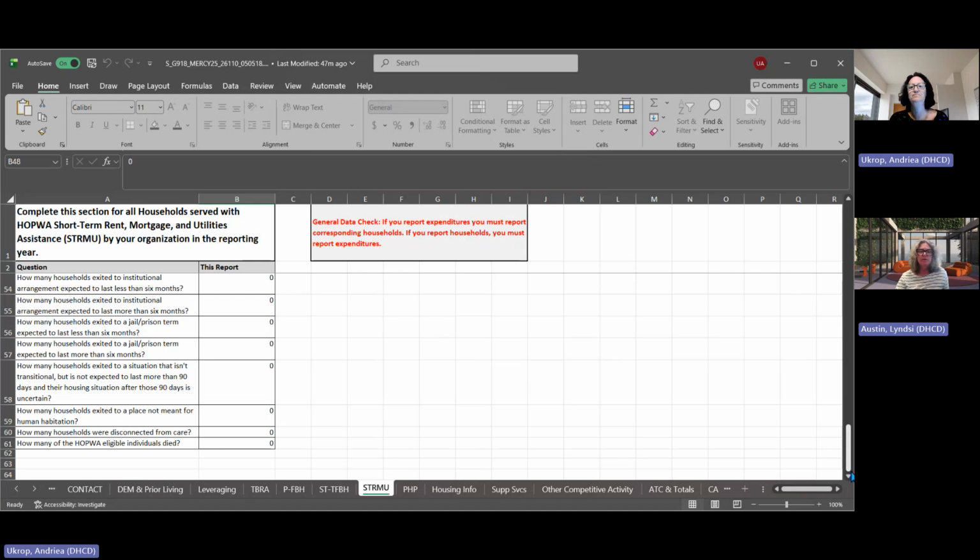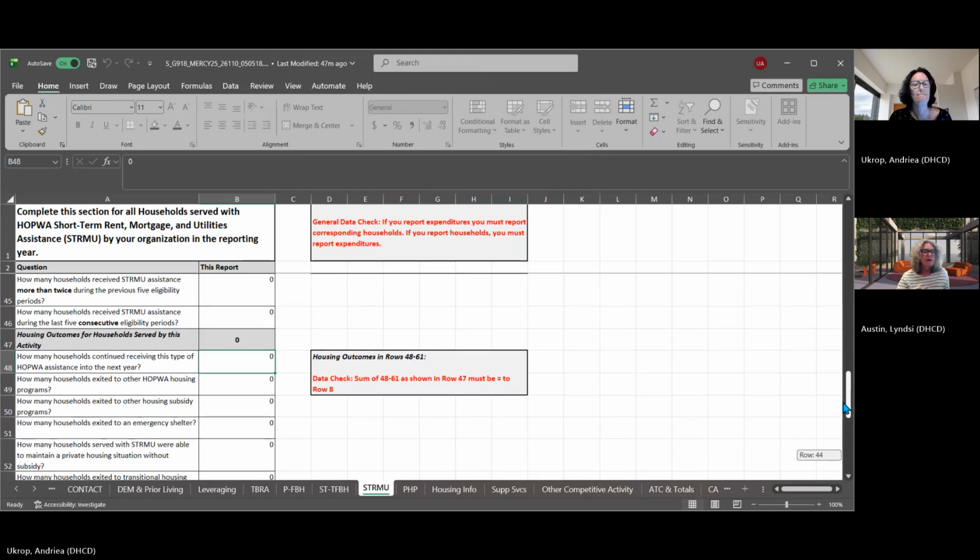Andrea, yes, quick, go back up to that section. Okay. It is how many households continue to receive this type of HOPWA assistance into the next year. So if they didn't exit the program and they're continuing on into the next program, that number would go in there. I am sorry. So that's anybody who did not exit this year, as opposed to what I said last year. I am sorry. And yes, thank you, Lindsay, for making that correction. So anybody who's continuing to receive services next fiscal year, that is the number that will go in row 48.